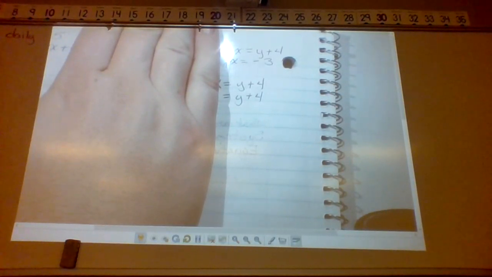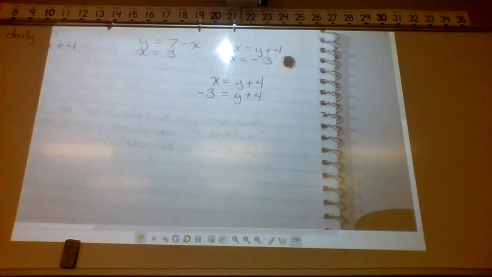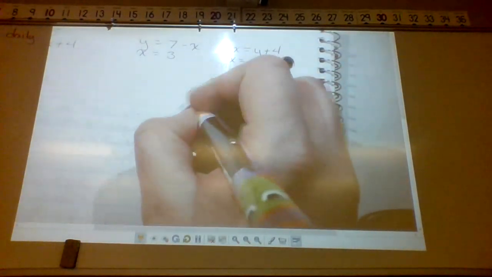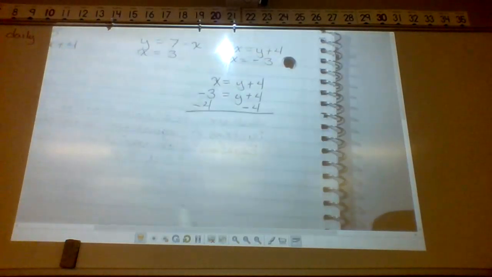What's the next question? Subtract 4. What's my next question? What operation do you see? Addition. What is the inverse? Subtraction. What are you going to subtract? 4. Subtract 4. I'm seeing too many of you trying to subtract or add a 3. No, you go off the side of the variable because you can't just move the y to the opposite side. Subtract 4 from both sides.